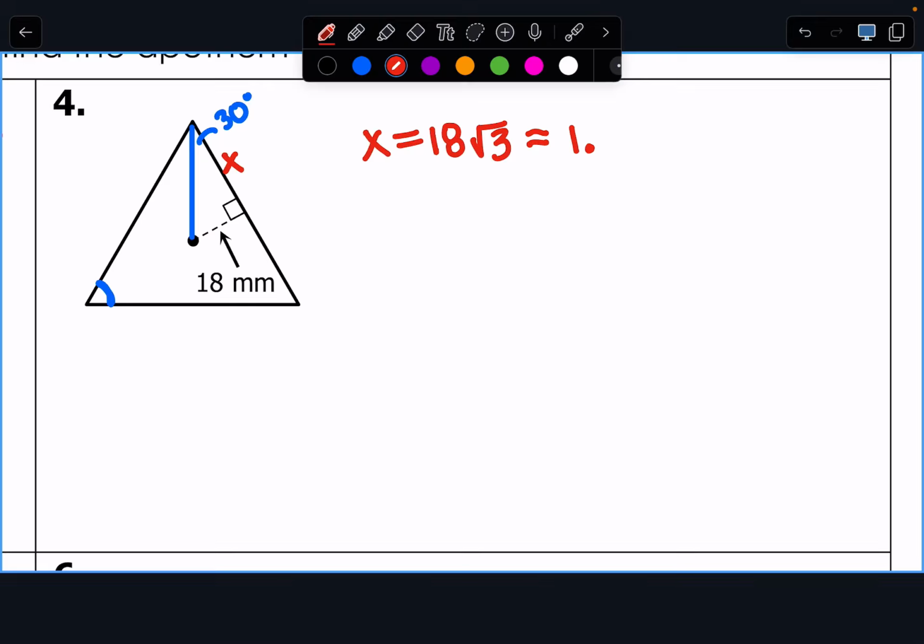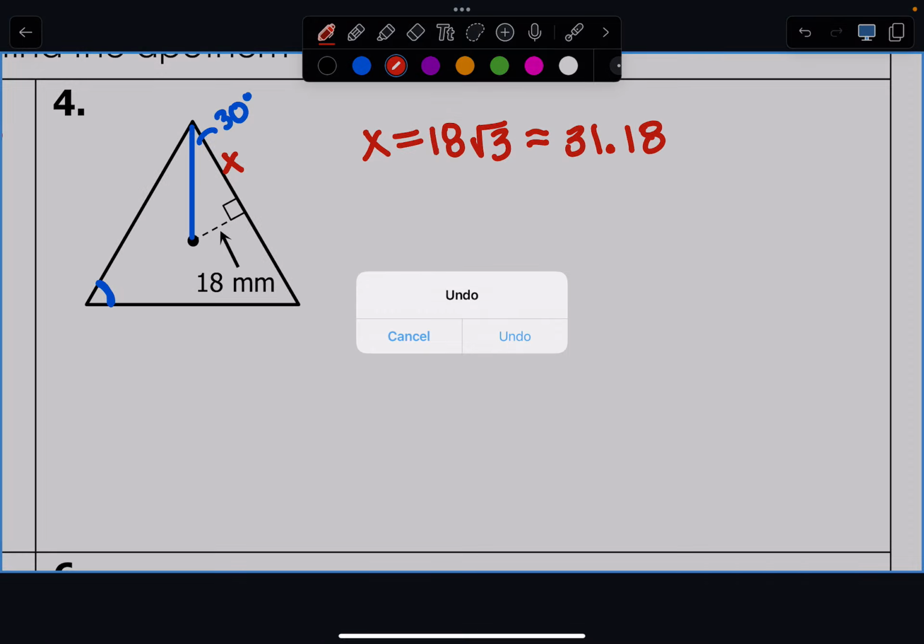31.17. 31.18. Oh my gosh. Okay, remember, 2 decimal places. The square root button is this one, not that one. Okay. 2 decimal places if it's not our final answer. Okay. Did that give us anything we need quite yet?